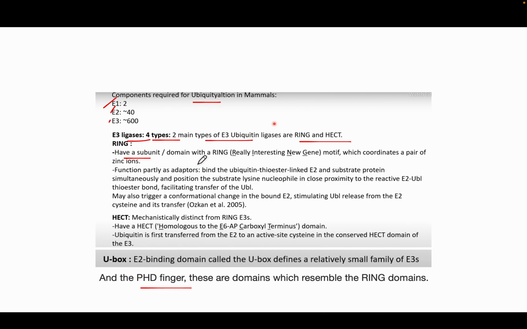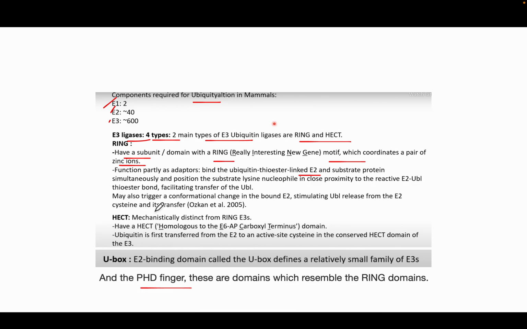It has a subunit or domain with a RING, really interesting new gene motif, which coordinates a pair of zinc ions. It functions partly as an adapter. It binds ubiquitin thioester-linked E2 and substrate protein simultaneously and positions the substrate lysine nucleophile in close proximity to the reactive E2-UBL thioester bond, facilitating transfer of the ubiquitin-like protein. Also it triggers a conformational change in the bound E2, stimulating ubiquitin-like protein release from the E2 cysteine and its transfer.